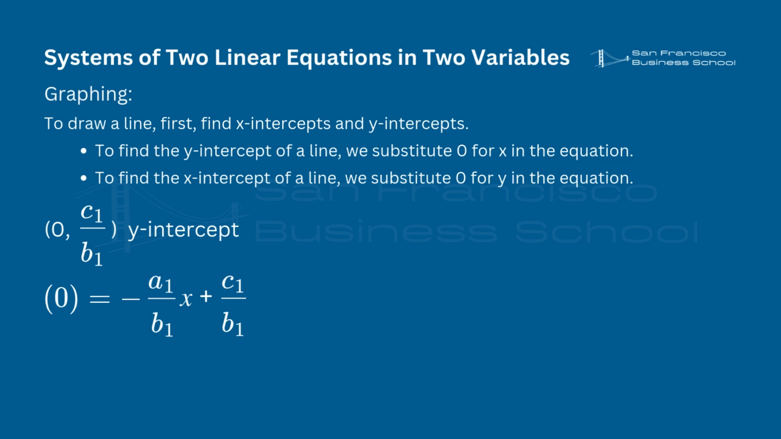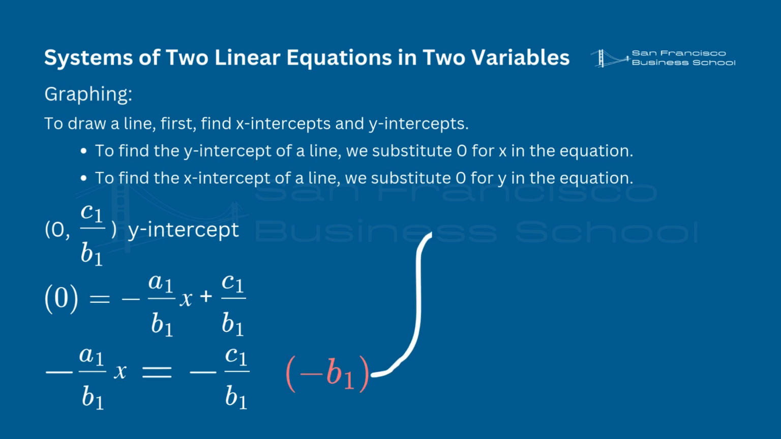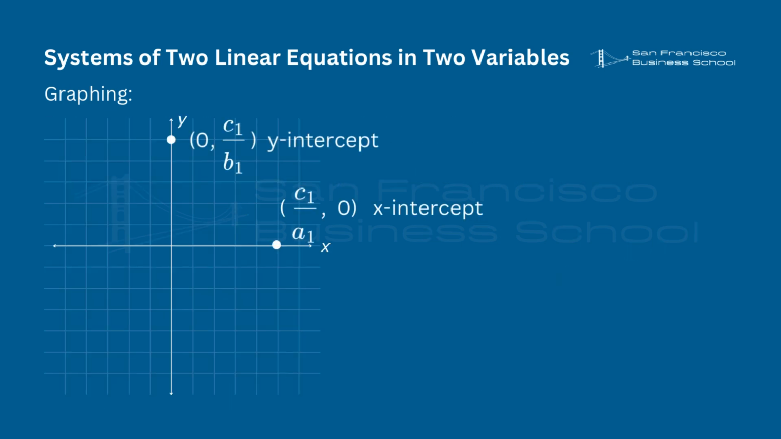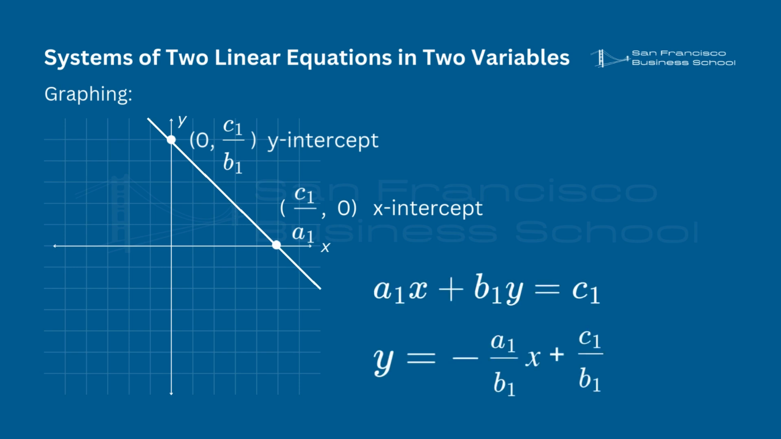If we subtract c1 over b1 from both sides, negative a1 over b1 times x equals negative c1 over b1. If we multiply both sides by negative b1, the equation yields a1 times x equals c1. If we divide both sides by a1, x equals c1 over a1. Now we can place the x and y intercepts on the xy plane. Then we can draw a straight line passing through these two points. We can find the x and y intercepts of the second equation and draw the line similarly.